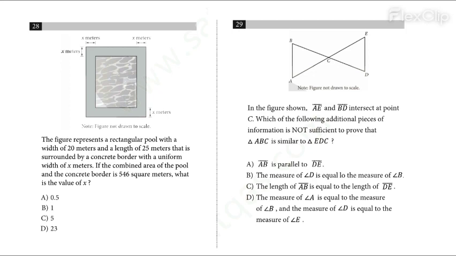Okay, so this provides us with one of the other cases. And then let's look at D real quick, because I believe C is the wrong answer, but we need to read D to get a sense of it. D, the measure of angle A is equal to the measure of angle B. Measure of angle D is equal to the measure of angle E.